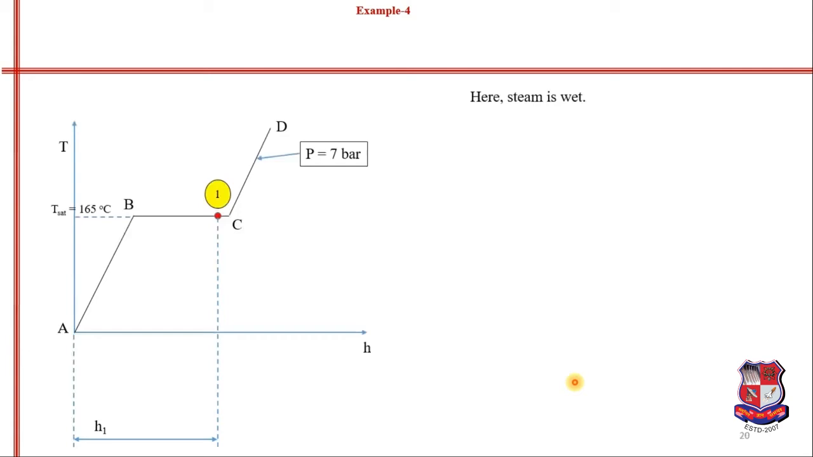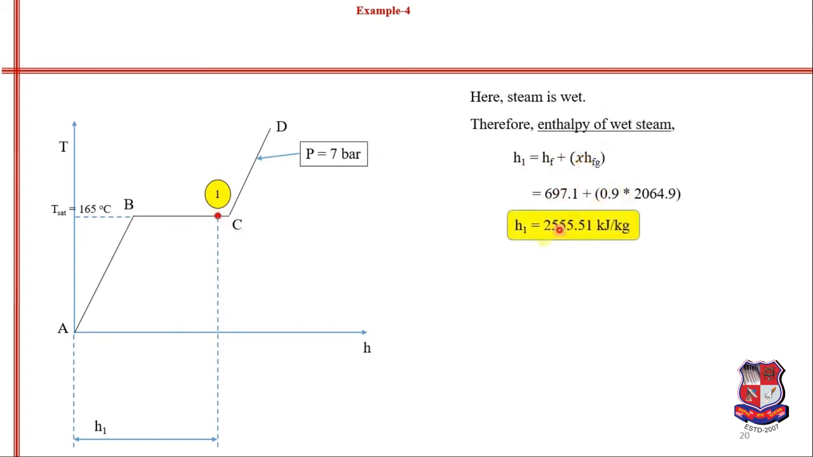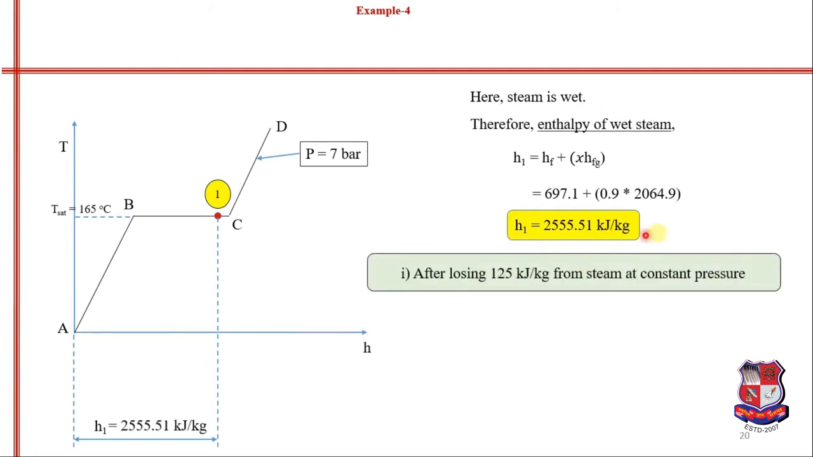Okay, so as we know, here the steam is wet. So the enthalpy of wet steam is given as hf plus x hfg at 7 bar. Just substitute the values of hf, x and hfg. We are finding the initial enthalpy at 7 bar pressure, so here we will use x1, the initial value, that is 0.9. So h1 comes out to be 2555.51 kilojoule per kg. Initially the system has this much enthalpy.